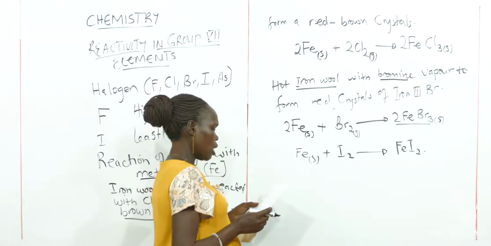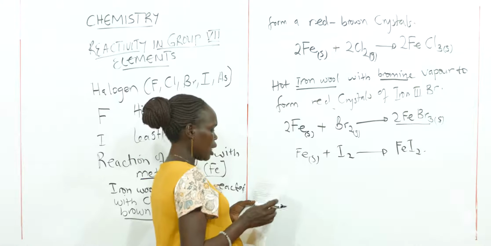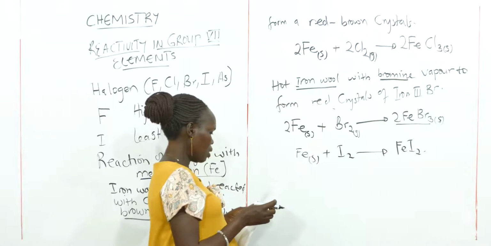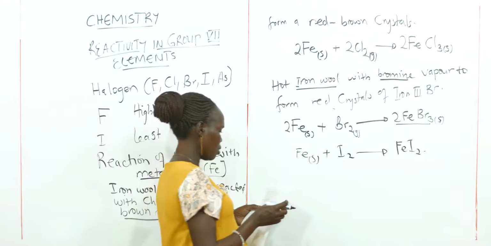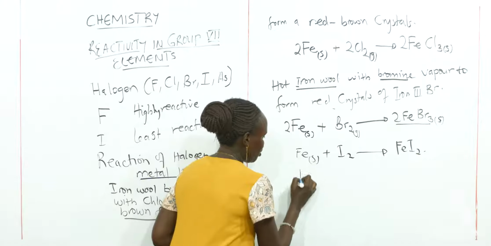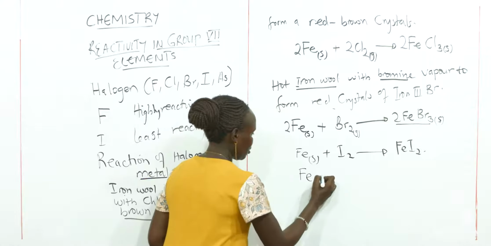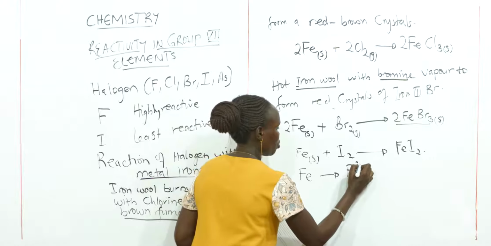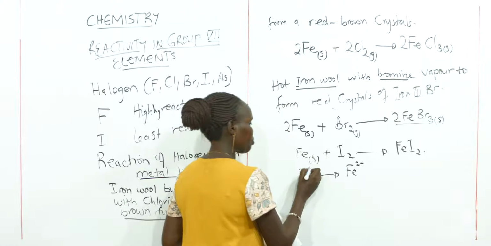So here we are going to see that iron has been oxidized to iron 2, unlike bromine and chlorine that oxidize iron to iron 3. So we are going to see that iron has been oxidized to iron 2. So what happened in the first one?